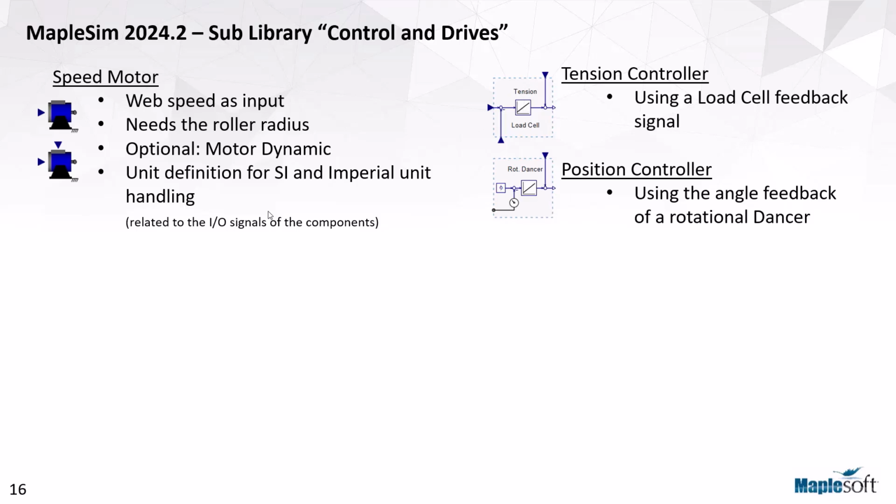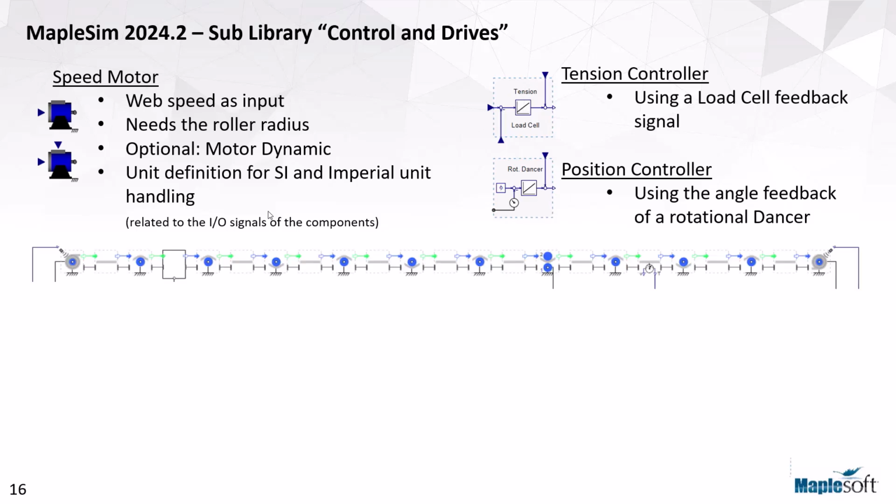And that's the same for the control side. All our controllers can use the defined units. The tension controller uses a feedback signal from a load cell. That means any tension signal from your model can be a feedback signal for this controller, and the position controller needs the connection to the rotational point of a dancer, or if it's a linear dancer, the point of the linear actuation.